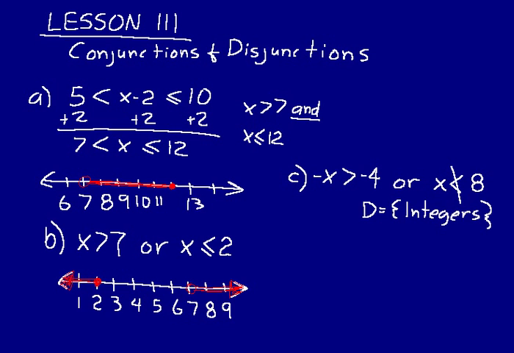Look at practice problem C. We know it's a disjunction because we see that word or. Minus x is greater than minus 4, or x not less than 8. Well, let's go ahead and simplify both of those expressions first before we graph it. And so for minus x greater than minus 4, that's really going to be x less than 4. Remember, we reverse the inequality when we multiply by a negative. And then the other term, x not less than 8, so that means it'll have to be greater than or equal to 8. So we have x less than 4, x greater than or equal to 8. Let's go ahead and graph that.